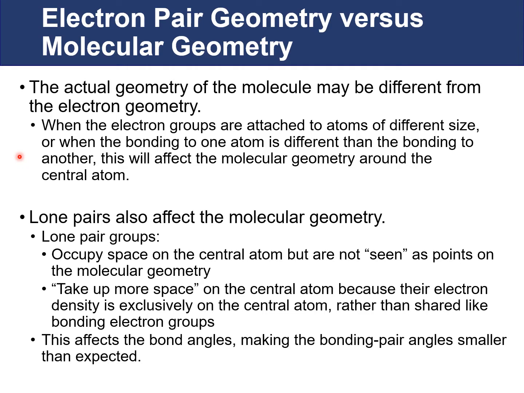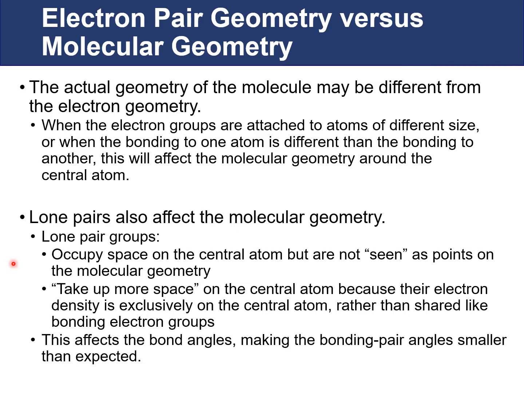Another thing that can affect our molecular geometries, particularly the bond angles, is the presence of lone pairs. So if we have electron groups that are lone pairs, that will affect the molecular geometry. Lone pair groups occupy space on the central atom, giving us an electron group, but are not seen as points on the molecular geometry. So by this, we mean that the lone pair occupies an electron group, but when we're looking at the molecular geometries, we're interested in where the atoms are placed in the molecules, not the electron groups.